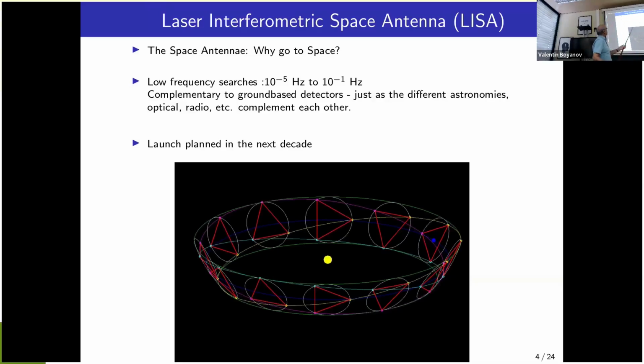LISA is the Laser Interferometer Space Antenna. This is planned in the next decade. I have not put the year because it keeps on changing. The last I heard it was 2034, but I don't know. It's also possible that the Chinese might put in their detectors a year earlier, I am not sure.